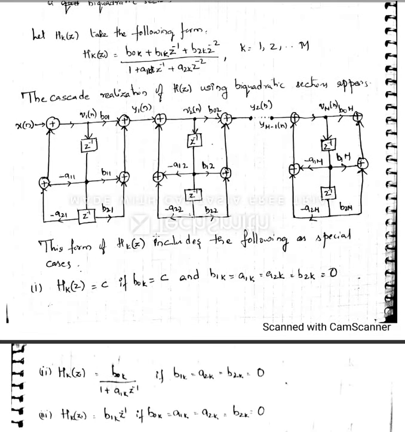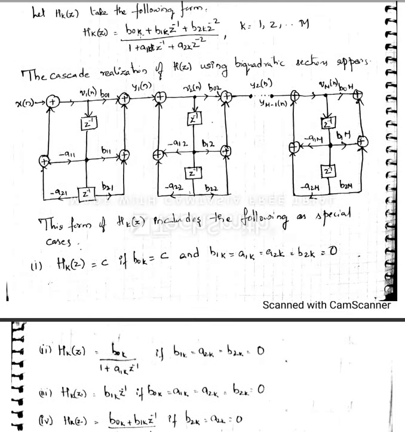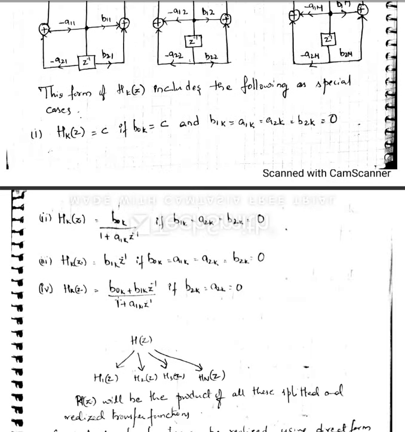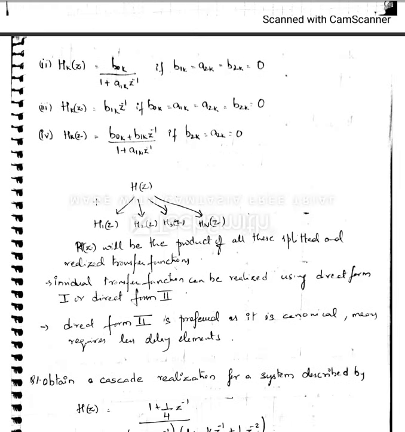Okay, now they have given around 4 conditions, which are nothing but what we would obtain in case certain terms are 0. They say Hk(z) will be a constant value if b0k is a constant value and all the rest, b1k, b2k, a1k, a2k and so on, are 0. Of course, a constant value divided by 1 will be constant. Similarly, you can just go through all the other conditions. It is just simple. Okay, all right.